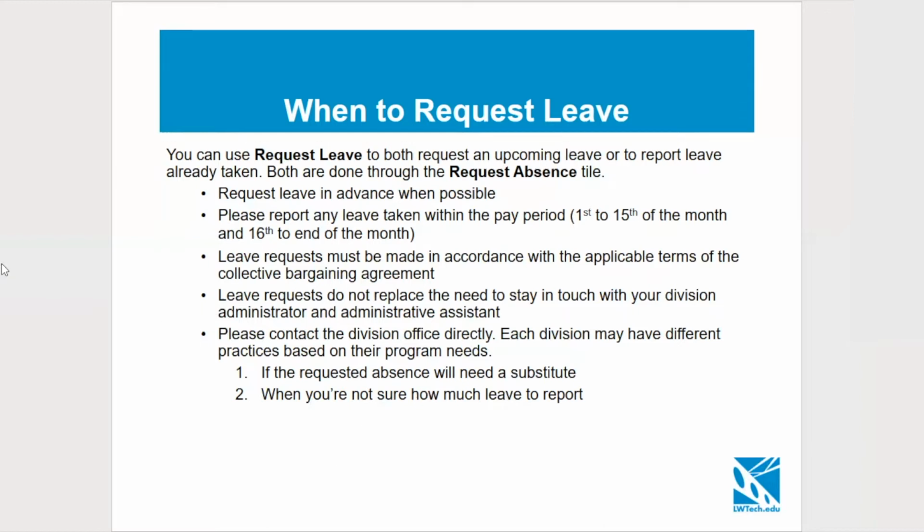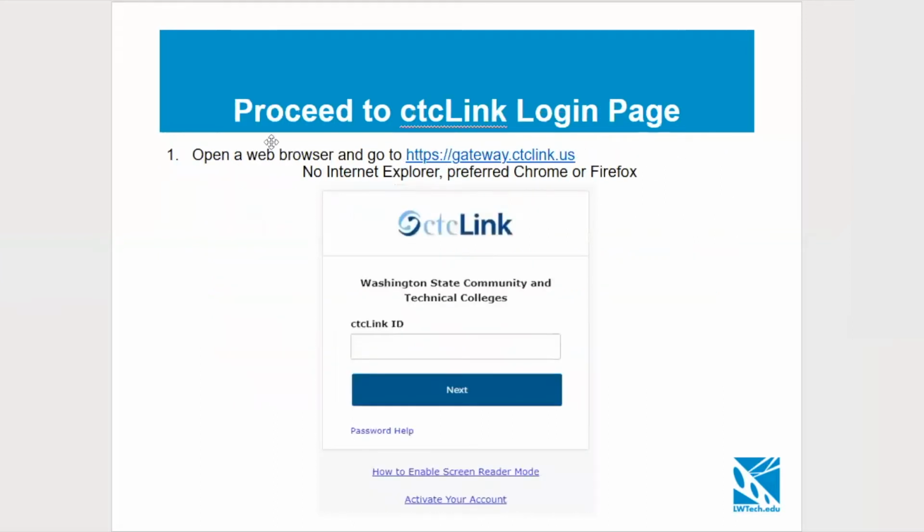So how do we actually get into the system? We now have this website that we want to go to. The gateway ctcLink. So you cannot use Explorer for this. It will allow you to log in, but a lot of times, once you enter your username or password, it doesn't continue on for you. Or sometimes if you go to this link on Internet Explorer, it just keeps thinking. So the preferred is Chrome or Firefox.